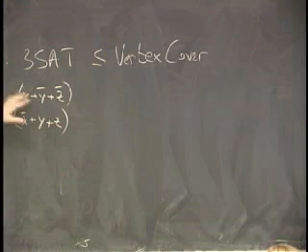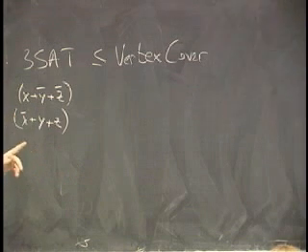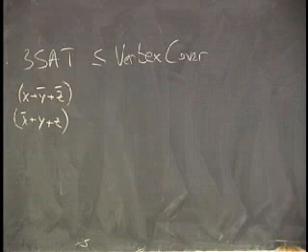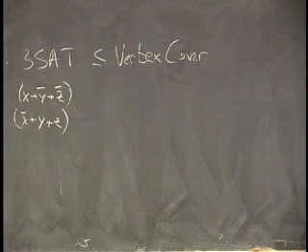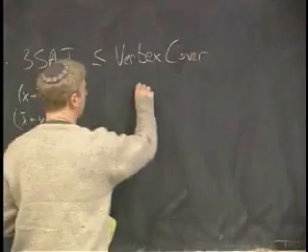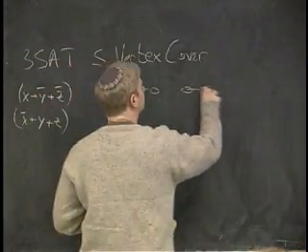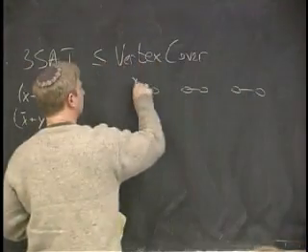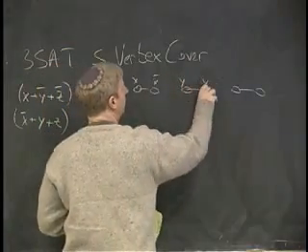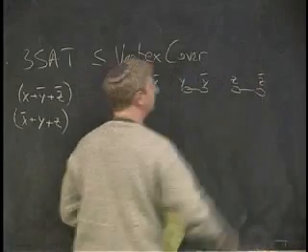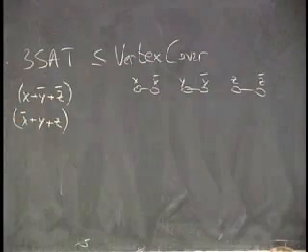Here's how it works. Look at your variables. Count how many there are. There's 3 of them, x, y, and z. You're going to have one node for x, and one for x bar, and one node for y, and one node for y bar, and one node for z, and one node for z bar. And you're going to connect them with edges. So it looks like this. I'll label them so we can remember what they stand for. That's the first part of the reduction.